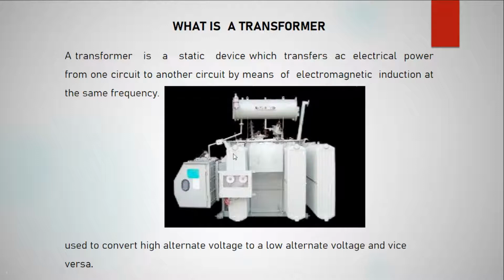In a transformer, it transfers electrical power from one circuit to another circuit. There is no change in power from primary to secondary. I can say V1 I1 is equal to V2 I2 in a transformer always. So with the same frequency, that is just a transfer of electrical power from one circuit to another circuit. So it is called a transformer.